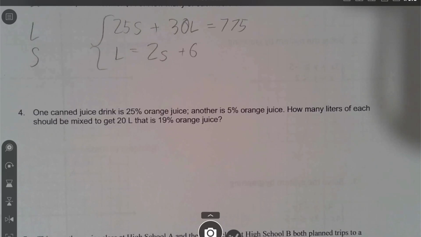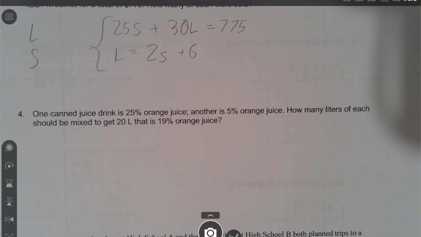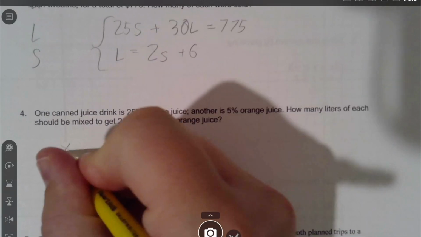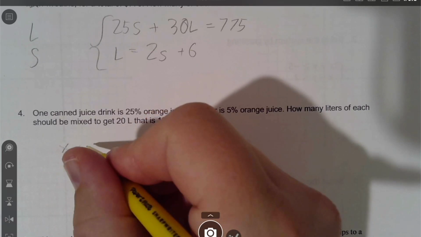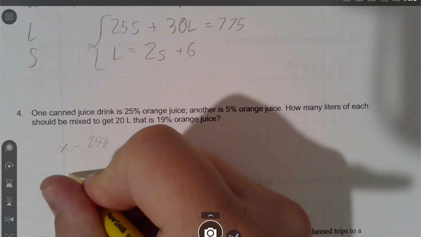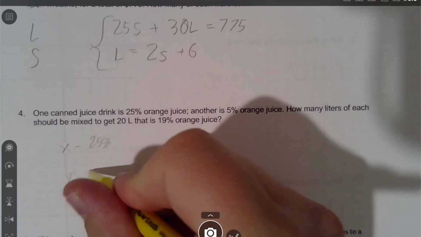Up next for number 4, this one is a little bit different. It's still in its essence a counts and weight equation, but the issue is we've got these mixtures and there's going to be one additional thing to watch out for. Now my first setup here, again, let's read it. There's one that has 25% concentration, another has 5% concentration, and how many liters of each should be mixed to get 20 liters that have a 19% concentration. Now this one is a little bit tricky. Again, we'll let X be the 25% juice. We'll let Y be the 5% juice.